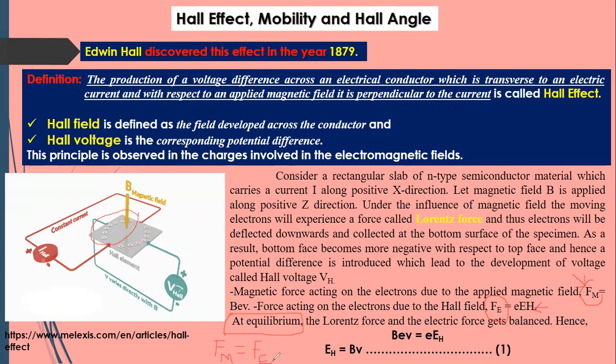If we put the values here, B e v is equal to e E_H. In both cases the electron charge e is present, so the electron charge e gets cancelled. So we get E_H is equal to B v, where B is the magnetic induction and v is the velocity. Let us say this is equation number 1. So let's move towards the next slide.